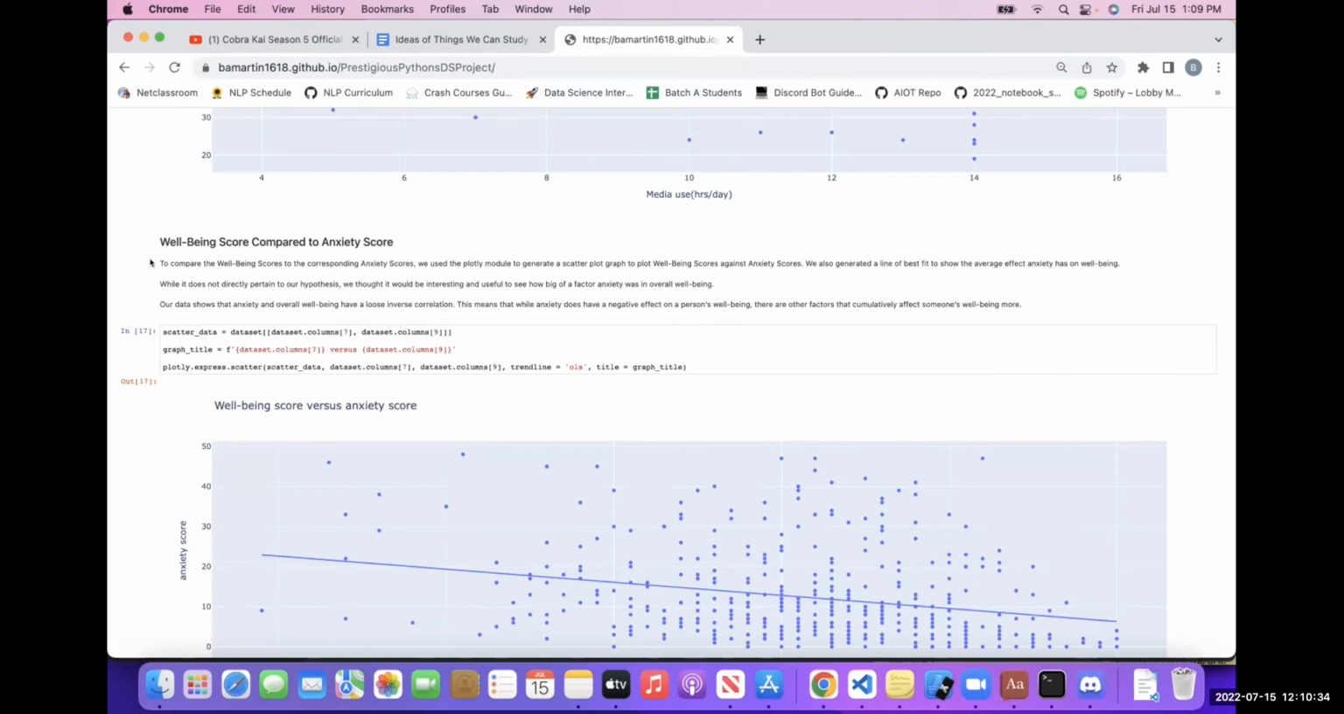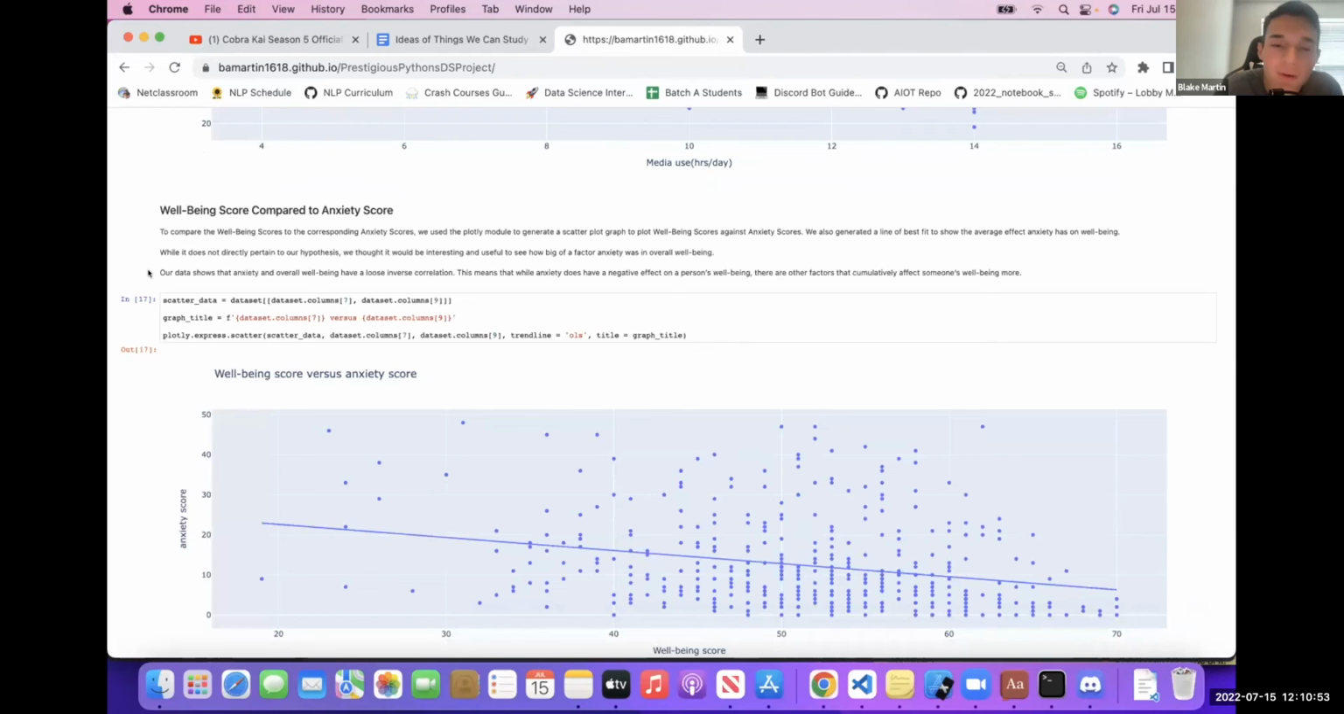Our data showed that anxiety and overall well-being have a loose inverse correlation. This means that while anxiety does have a negative effect on a person's well-being, there are other factors that cumulatively affect someone's well-being more. Thank you, Geoffrey. I love how Geoffrey, we talked about correlation coefficients and coefficient of determination. So I loved how in this last section, Geoffrey interpreted the coefficient of determination to imply that there are other factors that affect this relationship.